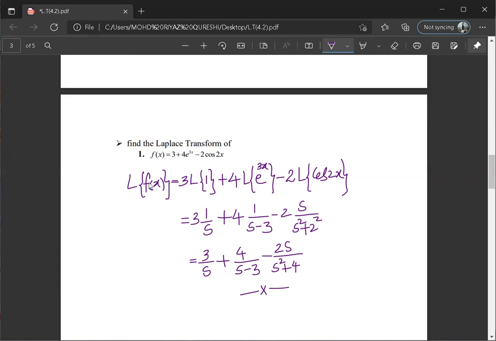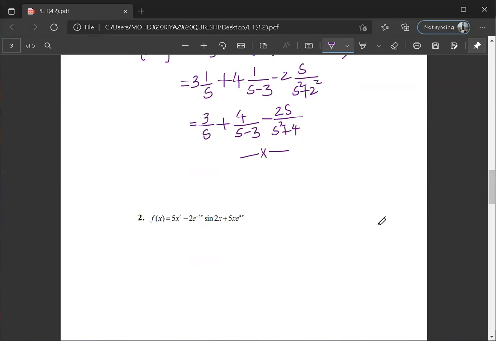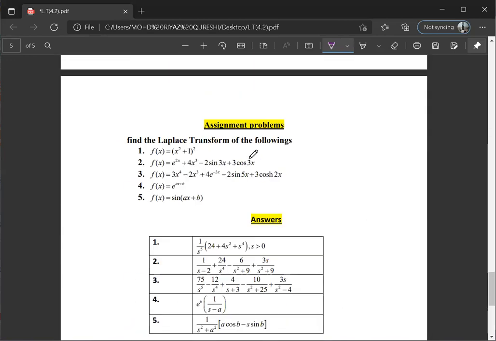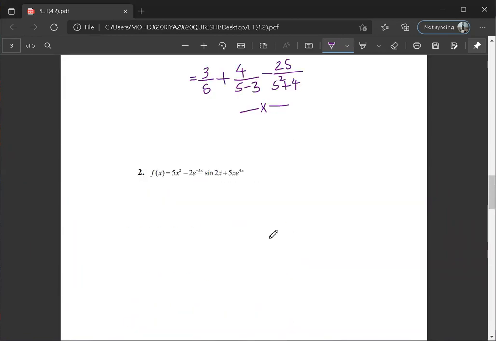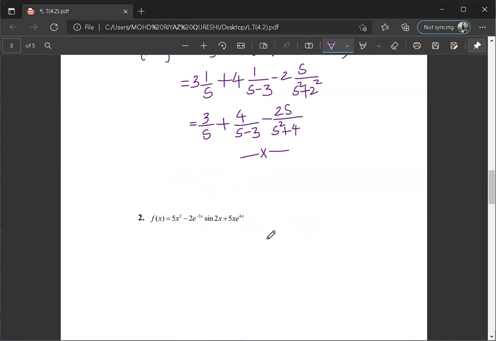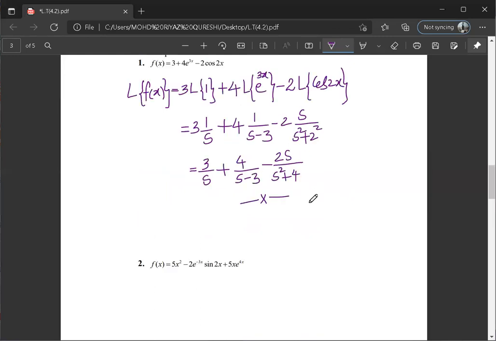I have given some questions for your practice. You can see here, last time I gave you the assignments also, and some answers are also there. You can try and practice with this. Copy this immediately fast, because one more question we have to do.